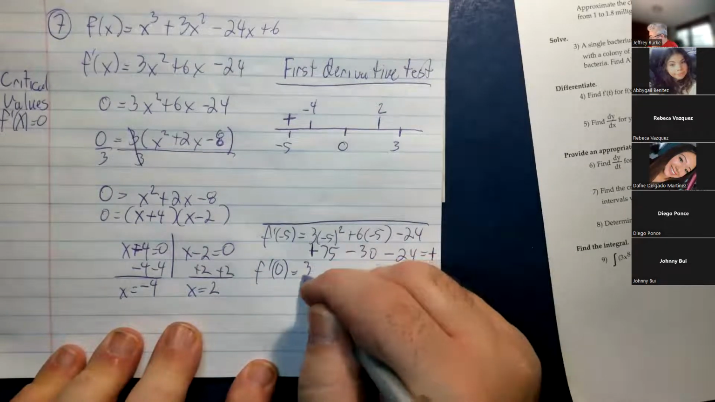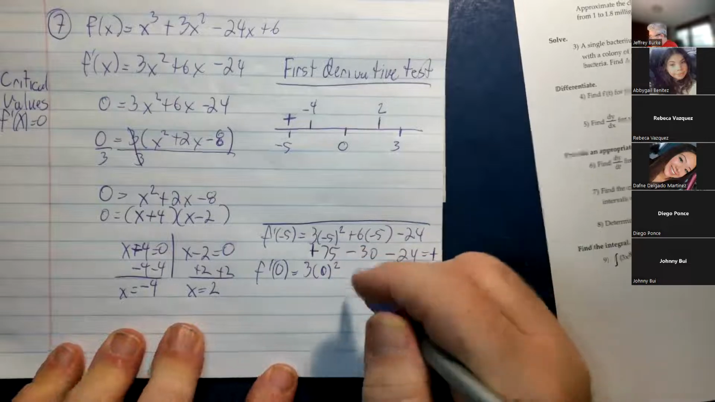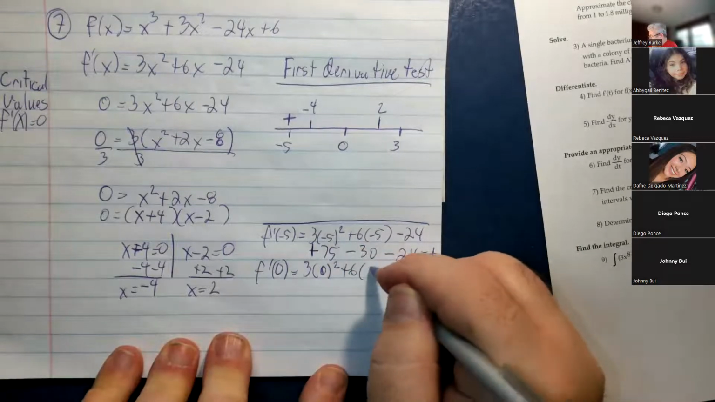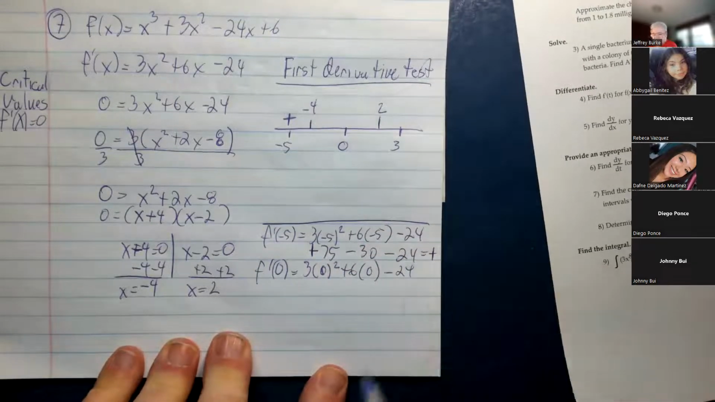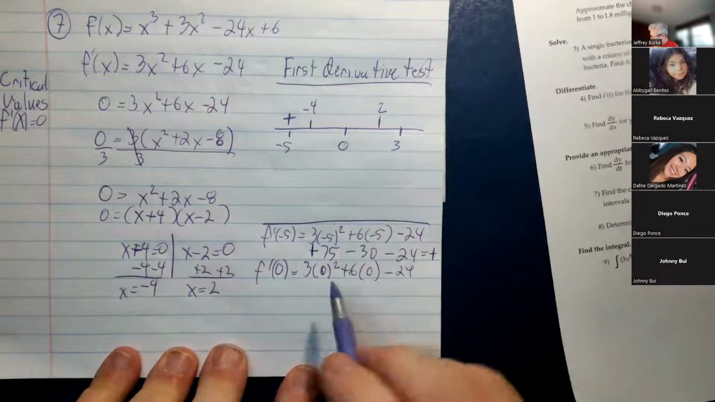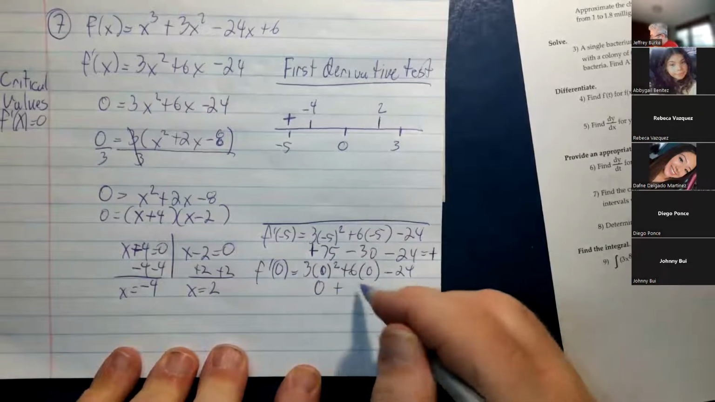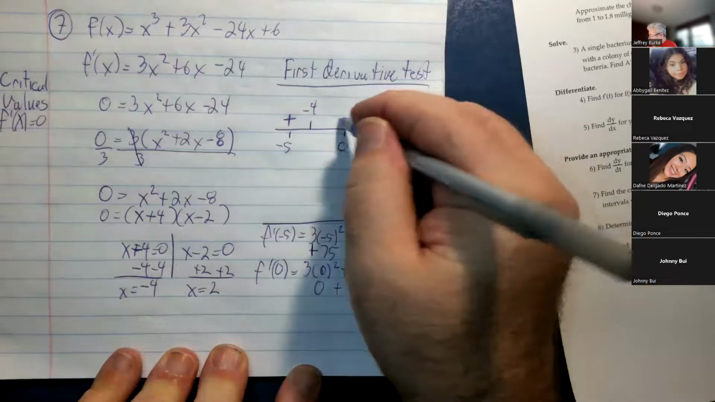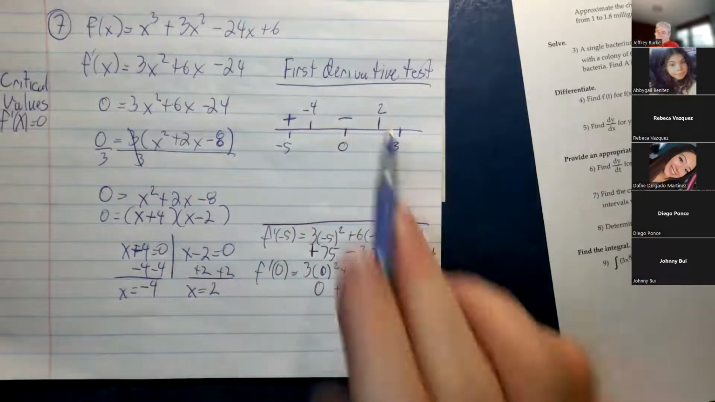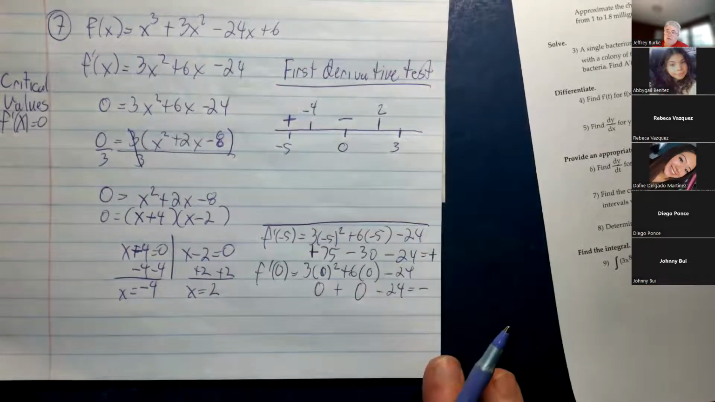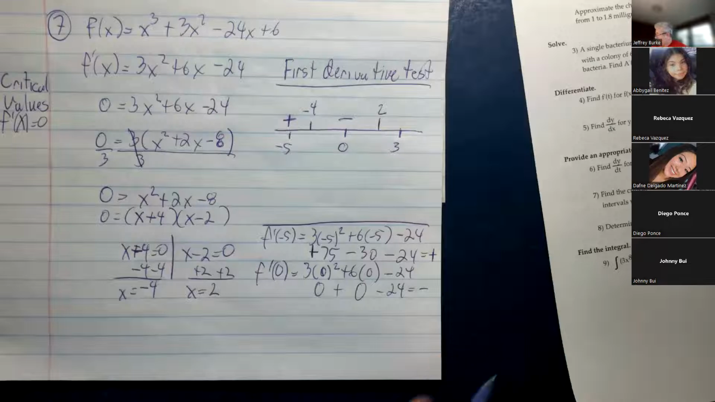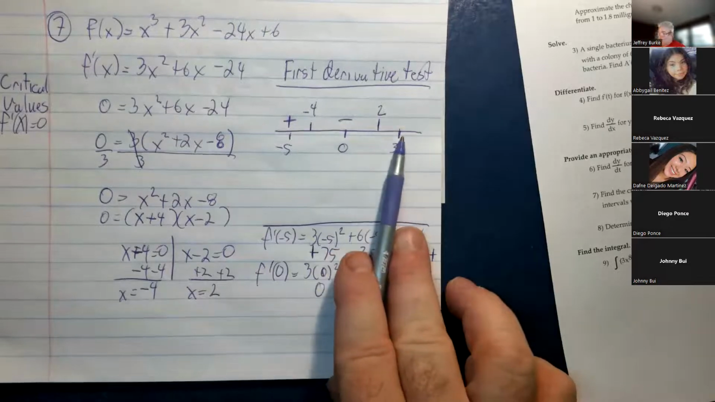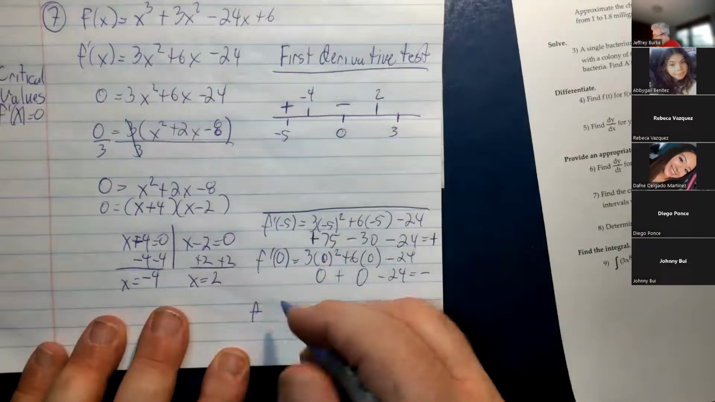So if I put this in now, that's going to be 3 times 0 squared plus 6 times 0 minus 24. Well, this will turn out to be 0. 0 minus 24, that's going to be negative here. So everywhere between -4 and +2, the function is going to be decreasing. What happens after we pass 2? What happens with 3? So for that, find f prime of 3.